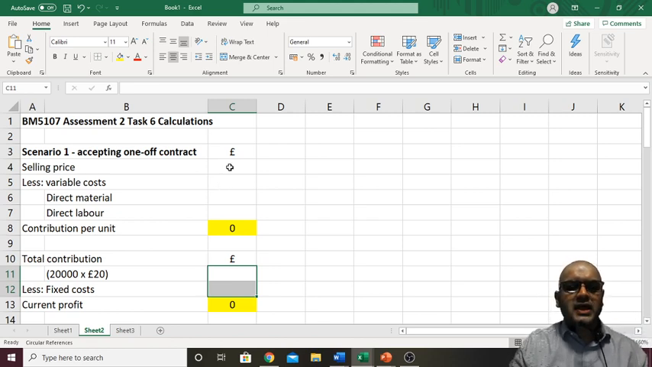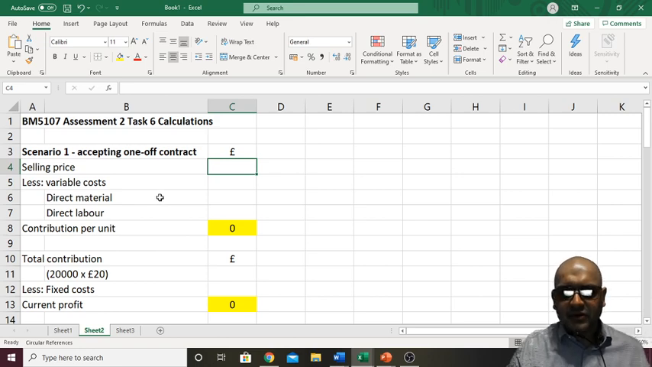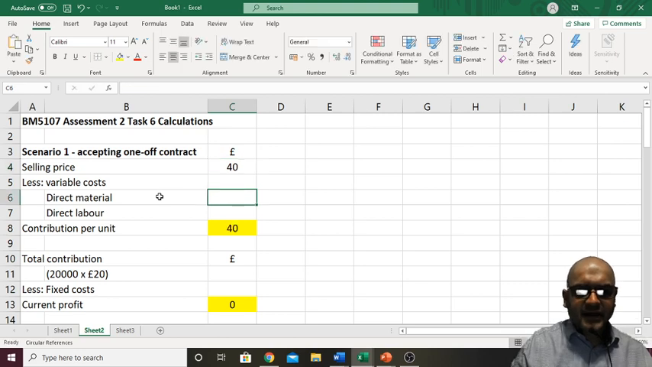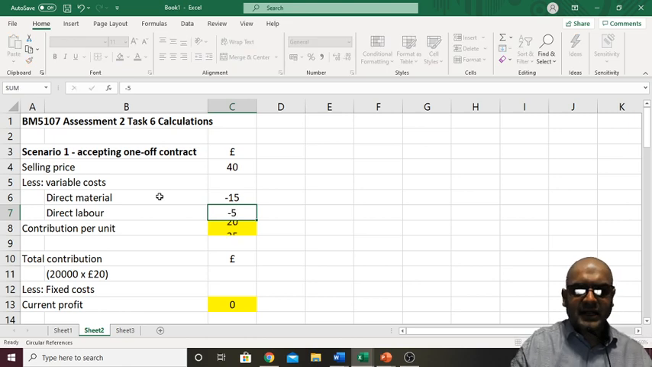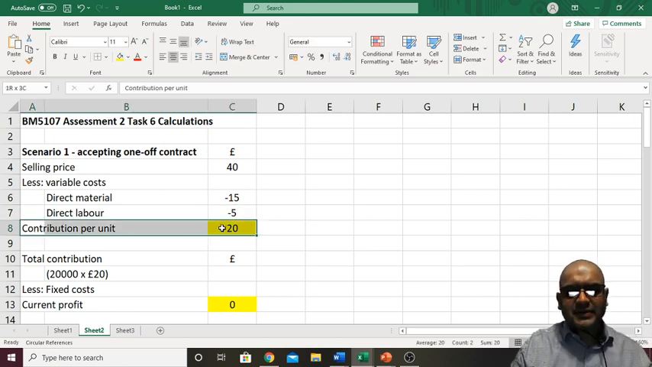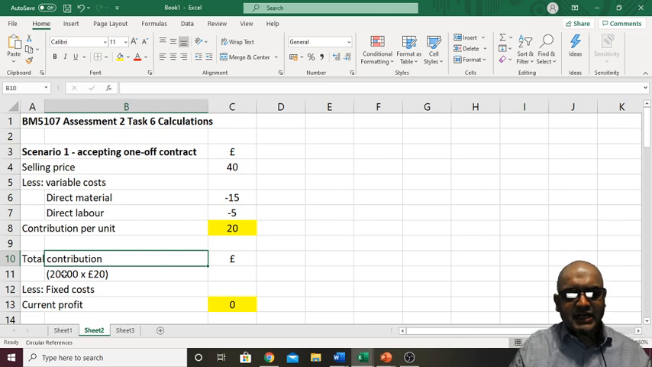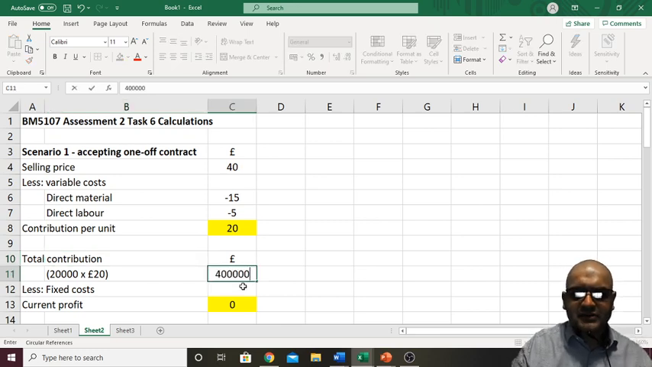First of all, what we want to do in this scenario is work out what the profit is currently without this offer. Selling price, as we know, is 40. Variable costs are 15 direct material and 5 direct labor. So current contribution per unit is £20. Each unit of tablet gives £20 contribution. Total contribution is 20,000 units into £20 each, that is £400,000.